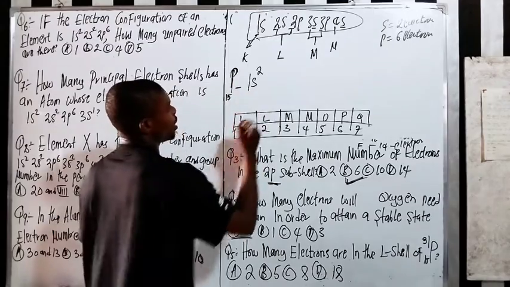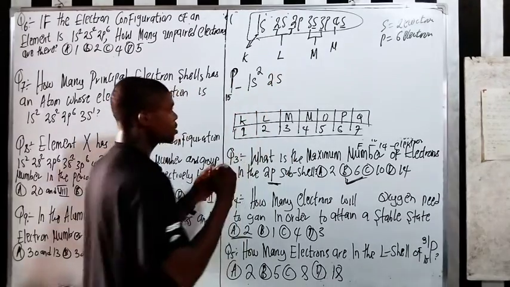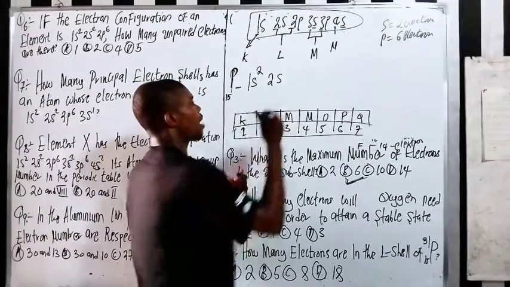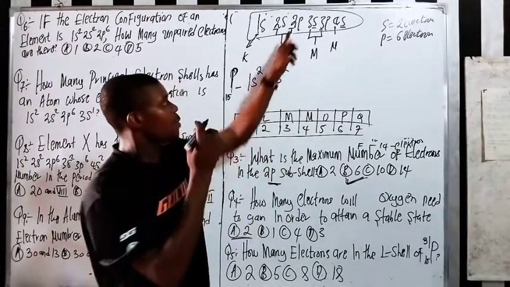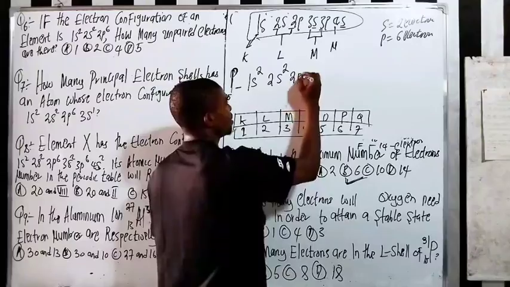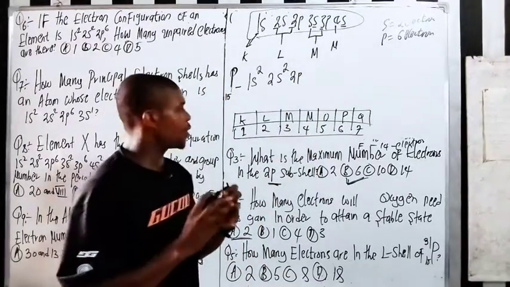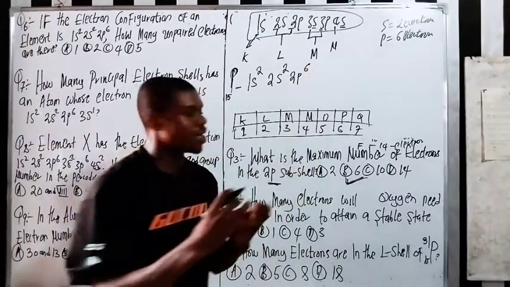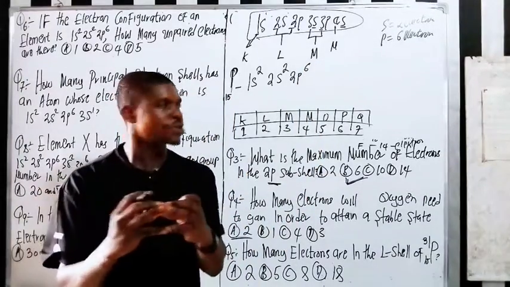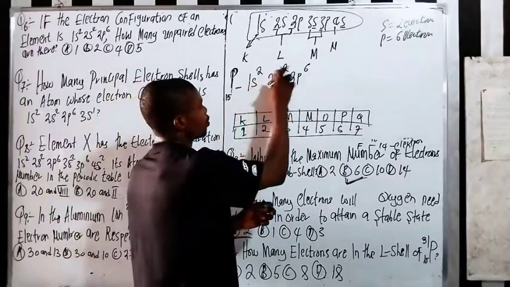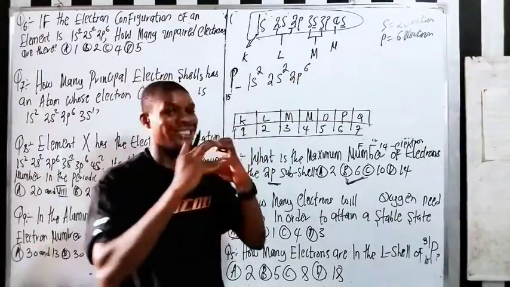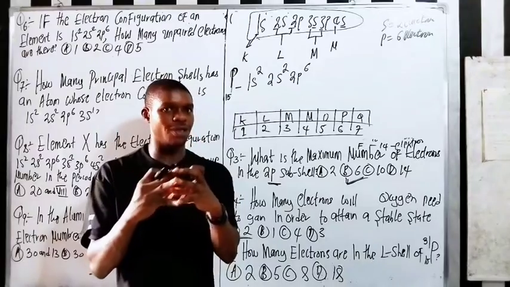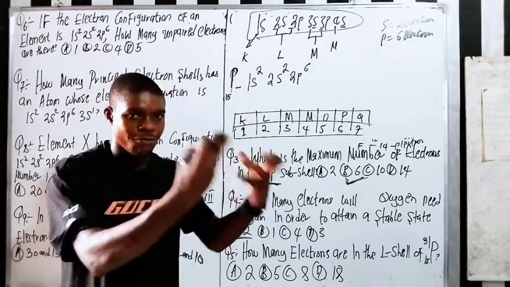Now let me take the other one here. 2s. Now remember, s takes 2 electrons, right? So you have 2. Then here we move to 2p. P takes how many electrons? 6 electrons. Put 6 here. Now let's calculate the total number of electrons we have used. 2 plus 2 plus 6 is 10. So out of the 15 electrons, I've used 10. Do you understand? So I still have 5 left.